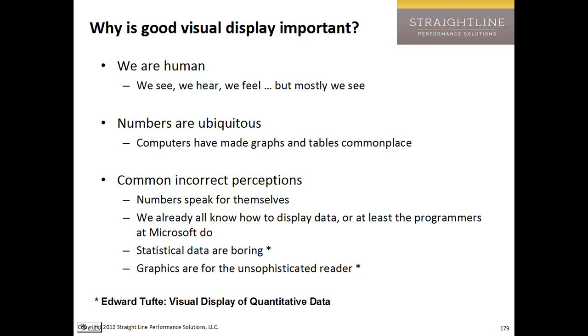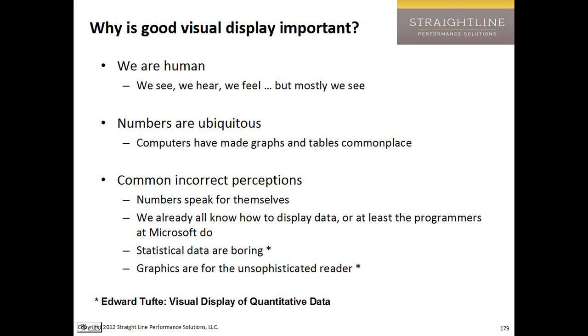So we're very visual animals in a general sense. Second thing is numbers are ubiquitous. They're all over the place. And if we don't learn how to display quantitative information effectively, we're going to continue to remain slaves of it. And now the unfortunate thing is that almost nobody is taught how to do this, including people of my profession, statisticians, and often we're the worst culprits.